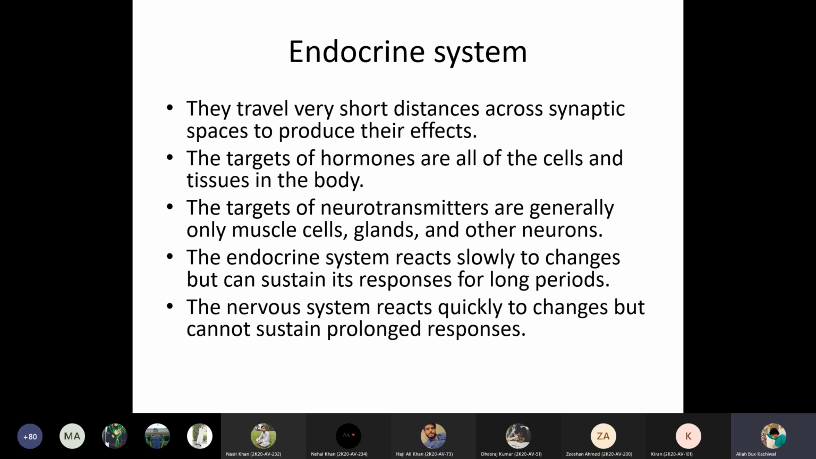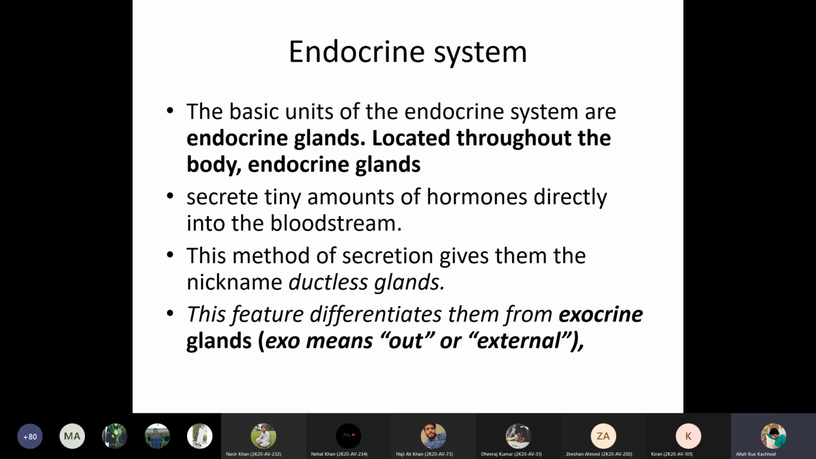दी एंडोक्राइन सिस्टम रिएक्ट स्लोली टू चेंज बट कैन सस्टेन इट्स रेस्पॉन्सेज फॉर अ लॉन्ग पीरियड। तो एंडोक्राइन सिस्टम रिएक्ट करता है बिल्कुल स्लोली, लेकिन चेंज लाता है जल्दी। और द नर्वस सिस्टम रिएक्ट्स क्विकली टू चेंज बट कैन नॉट सस्टेन प्रोलॉन्ग। नर्वस सिस्टम क्विक रिएक्ट करता है, चेंजेस लाता है, लेकिन that is not sustainable for a prolonged period. So the reaction of the nervous system is quicker than the endocrine system, and it is not a long lasting effect.